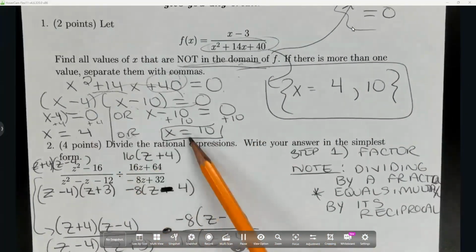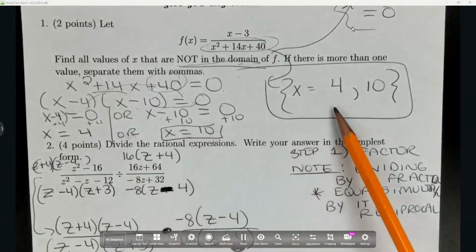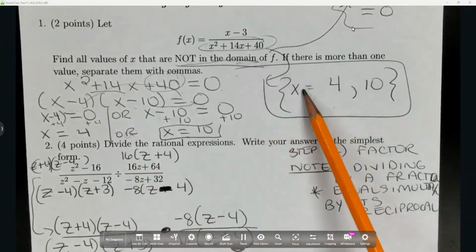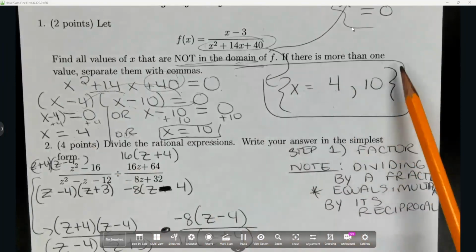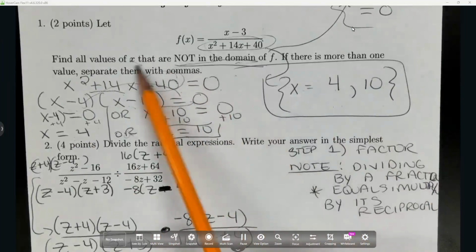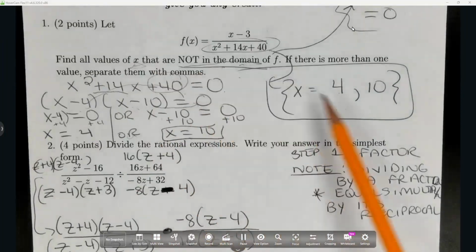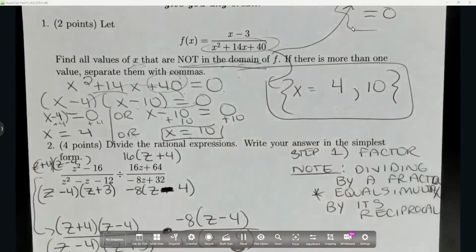So when x is 4 or x is 10, our domain values cannot be 4 or 10. We would list them as 4 or 10, being those x values that are not in the domain. That's problem number 1.